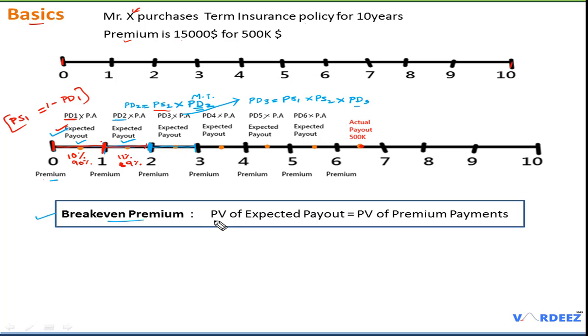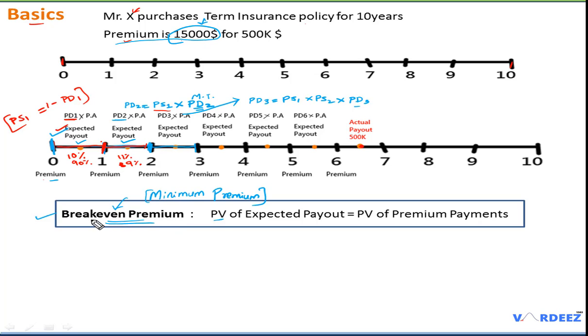So it is the present value of all the expected payout. We take a present value to day 0 and the present value of all the premium payments. So we take the present value of all these premium payments, and we have our answer as the break-even premium. Now one important thing that I want you to be clear of, and that is this premium that you see of $15,000. This is the actual premium that the insurance company charges to the customer. This break-even premium is the minimum premium that the insurance company charges. Okay, it's going to be lesser than the actual premium.